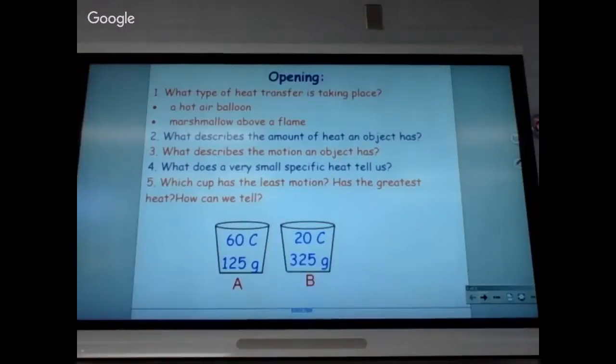Now, number 5. You're going to look at the 2 cups at the bottom, and there's 3 questions in number 5. Which cup has the least motion out of those 2 cups? B. Why? Because the temperature is less. And which has the greatest heat? Why? It has more mass. It's got a bigger size. It says 325 grams. Any questions about the open?